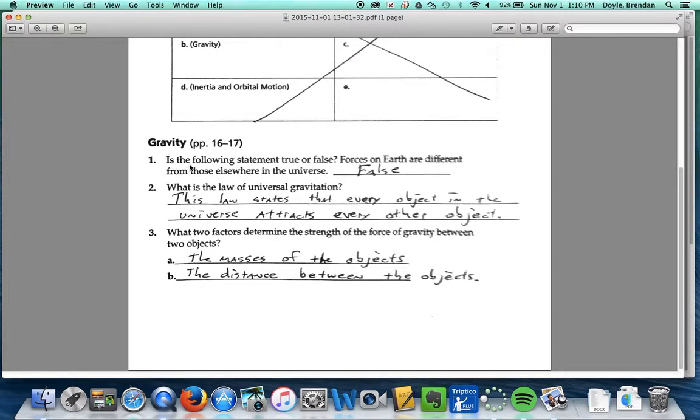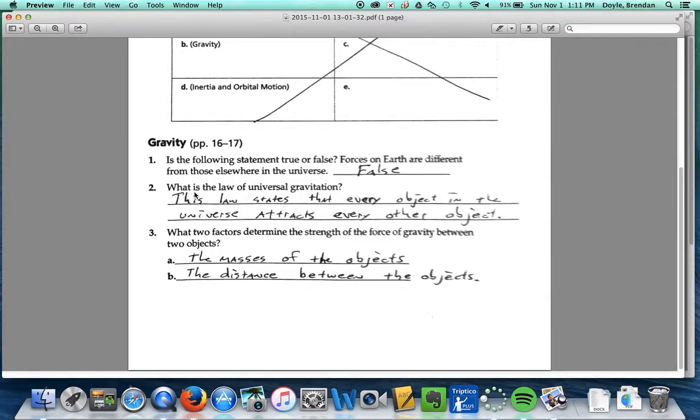All right, number 1, is the following statement true or false? Forces on Earth are different from those elsewhere in the universe. That's false. And that's really important, that something that Isaac Newton was kind of like the generator of that idea, that the same force that makes the apple fall from the tree is the same force that keeps moons in orbit around Jupiter, for example. And that was a revolutionary idea, but it's really important to science, that the things that happen here on Earth are the same things that happen everywhere in the universe.